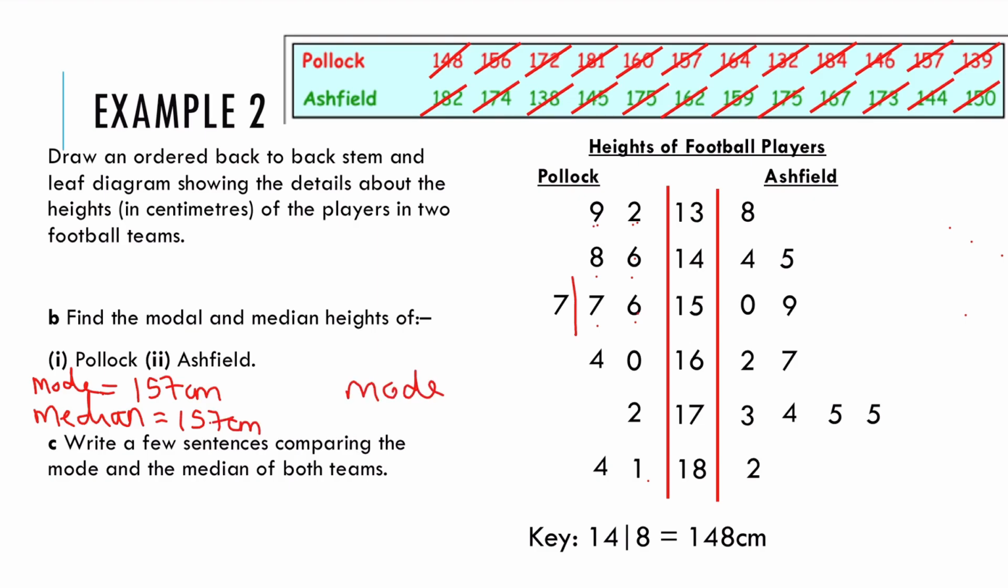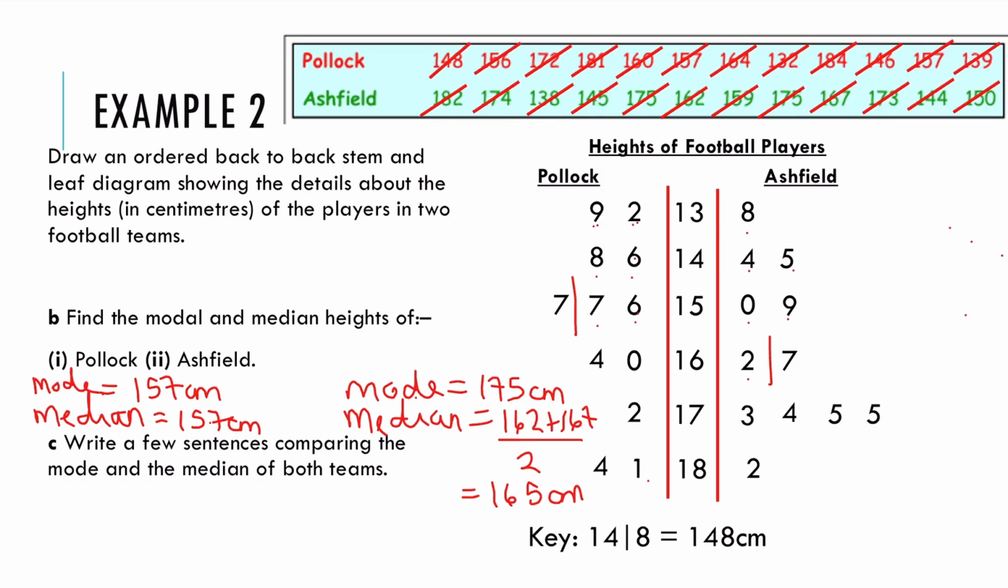For Ashfield, the mode is the one that appears the most. We can see that 175 is the only one there to appear twice, so the mode is 175 centimetres. And again, we have 12 numbers, which means we need to go on 6, and it would lie between 162 and 167. So we add them together and divide by 2, which gives me a median of 165 centimetres for Ashfield. Write a few sentences comparing the mode and the median of both teams.